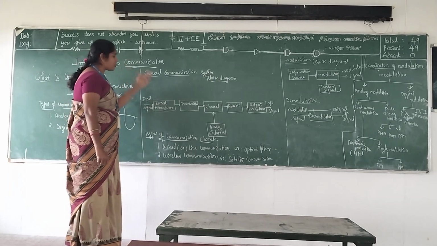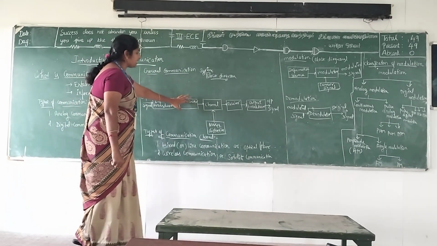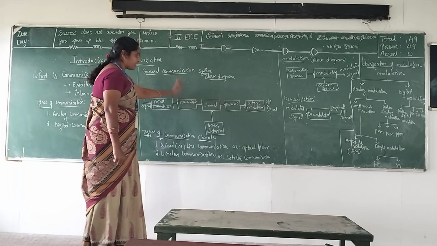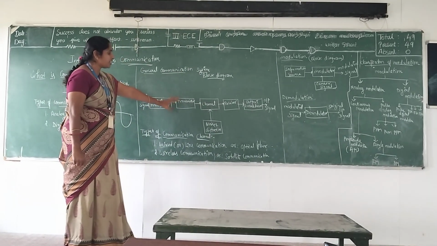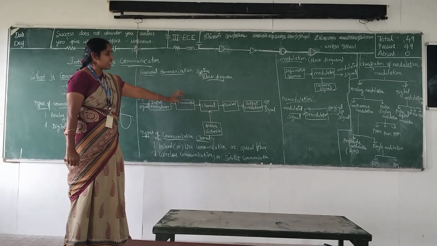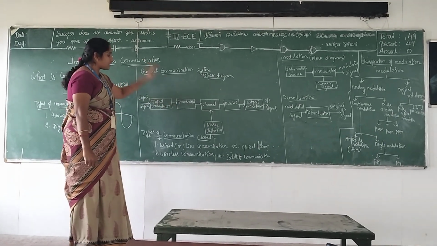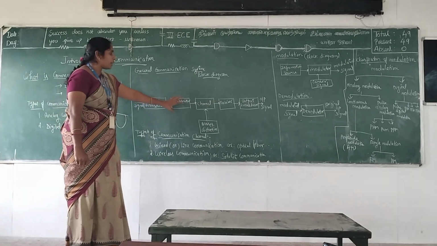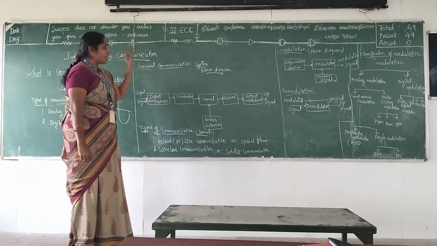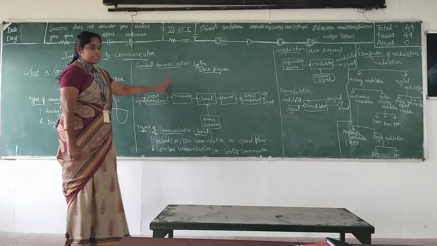Then the transducer output is given to the transmitter. The transmitter transmits the signals to the channel. In the transmitter, modulation takes place. Modulation means the mixing of signals. We are modulating the input signal onto the carrier signal. Why do we go for modulation? For transferring the signal over long distances.